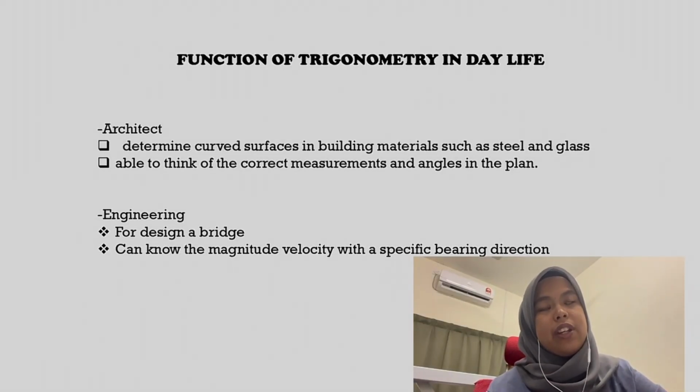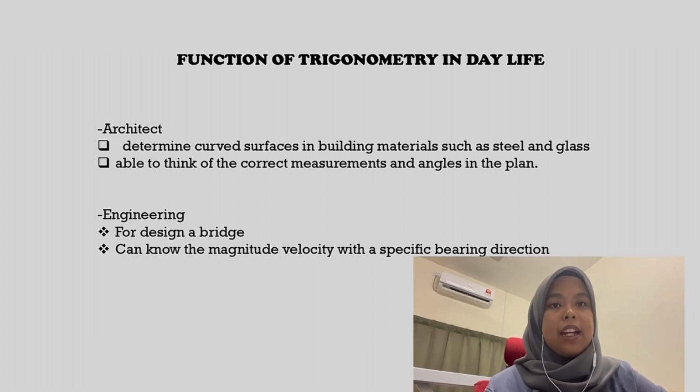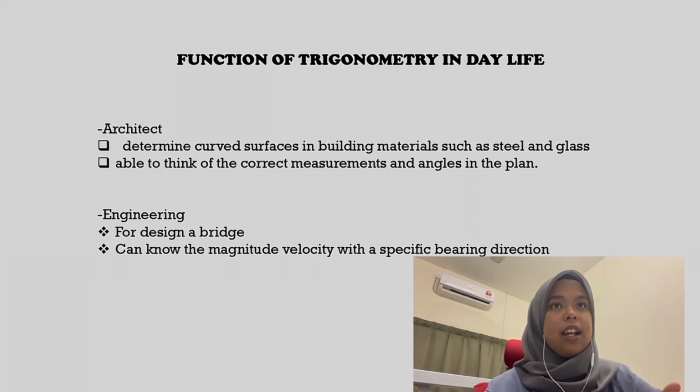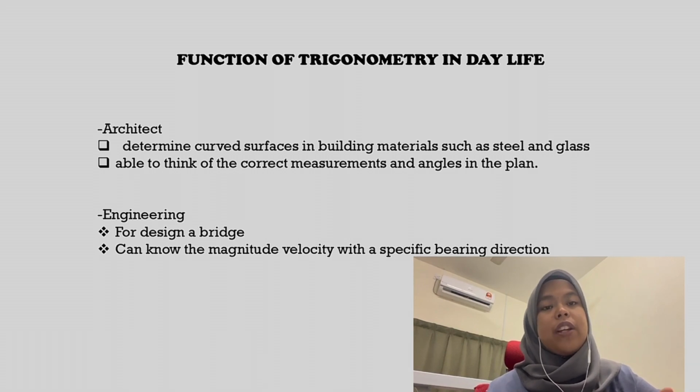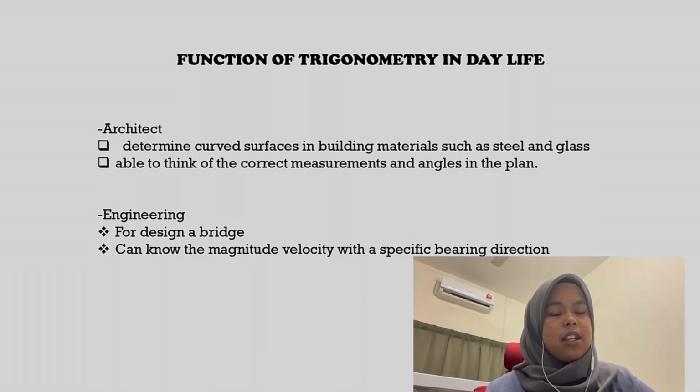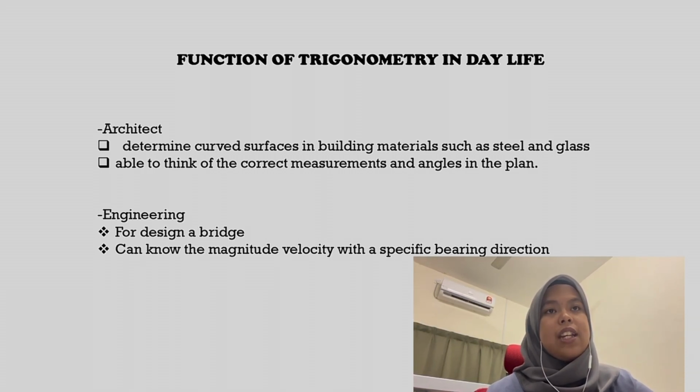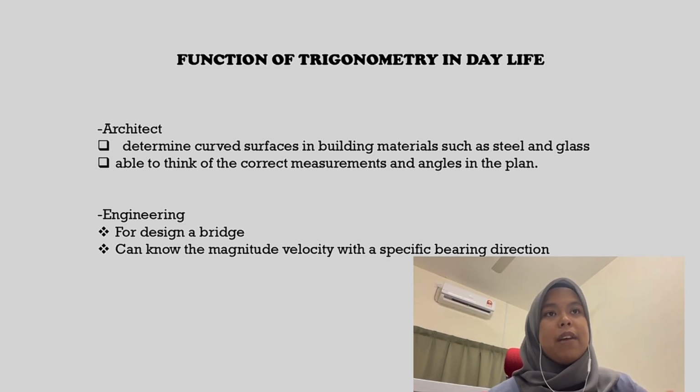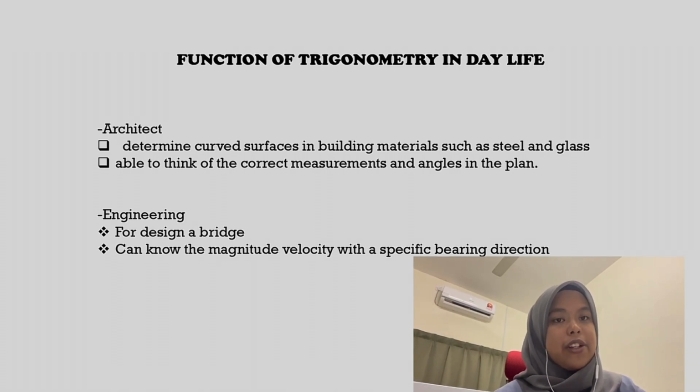Function of trigonometry in daily life. Firstly, architecture used to determine curved surface in building materials such as steel and glass. They need to be able to think of the correct measurements and angle in the plan. Secondly, engineering use the trigonometry for design a bridge. And also, engineer can know the magnitude velocity with a specific bearing direction.